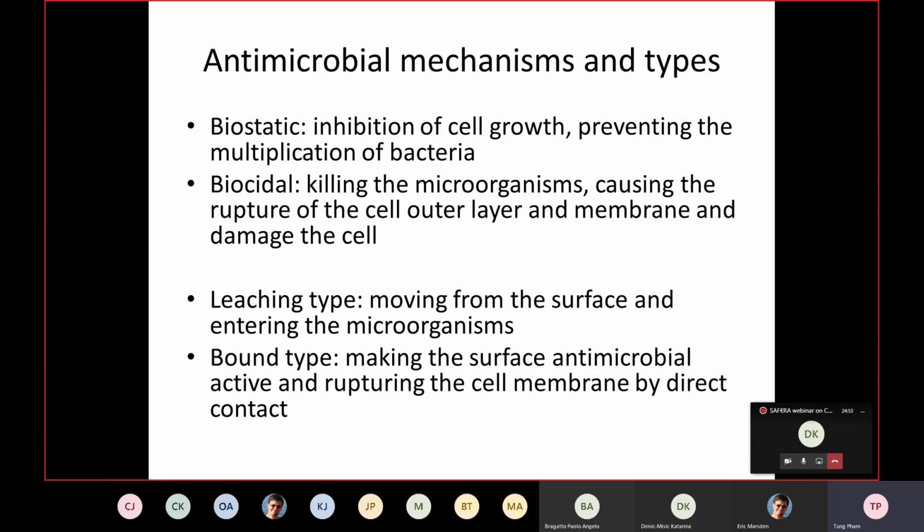The bound type means that the antimicrobial agents are bound to the textile surface and make the surface antimicrobially active. It works by rupturing the cell membranes by direct contact. These types of modifications give durability of the effects, but if you compare them to the leaching types, we can imagine that the leaching type of action may have a much higher efficiency.